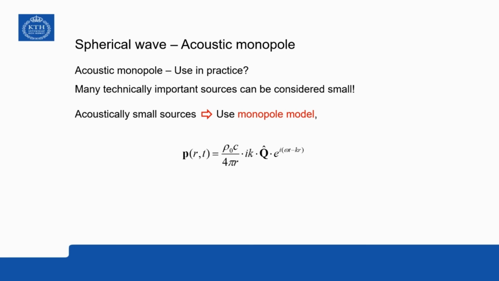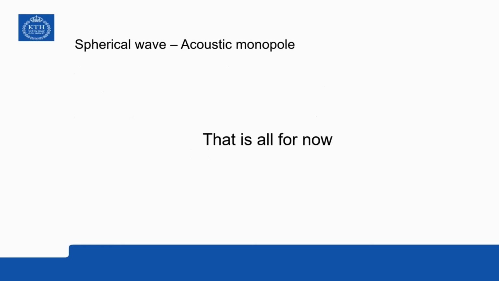And if this is the case, you should always check this condition that k times the typical radius of the source is small. Then you can use this monopole model. And that was all for now.